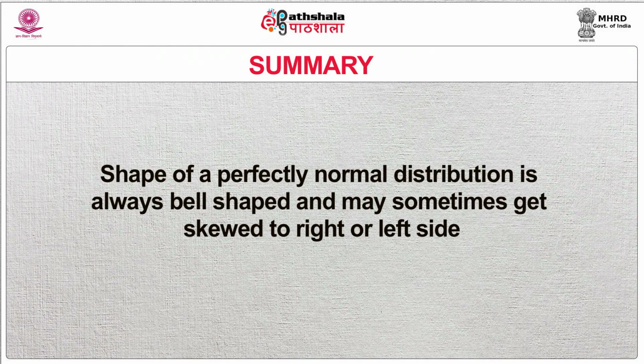There are two broadly categorized types of probability distribution, that is discrete and continuous, which are further divided under two heads. The shape of a perfectly normal distribution is always bell-shaped and may sometimes get skewed to the right or left side. Normal distribution is the distribution that is widely used in different types of research and other activities.